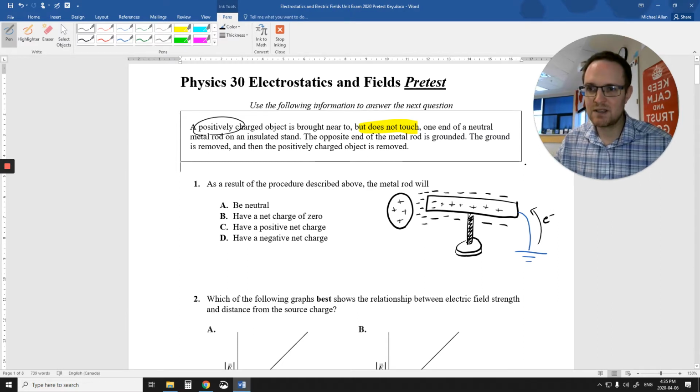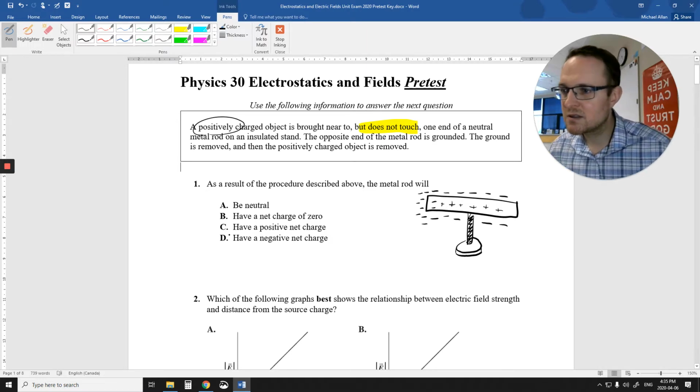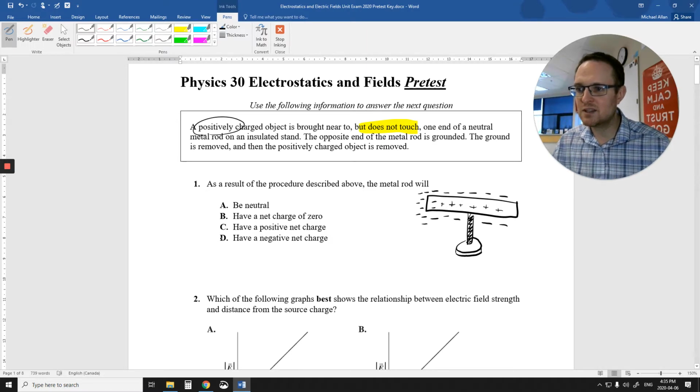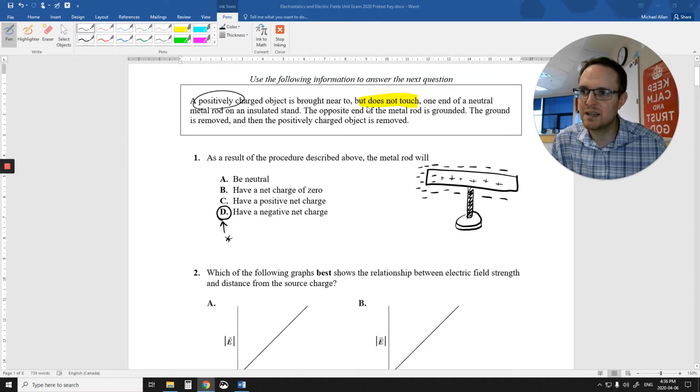And then what's going to happen is I'm going to disconnect the ground. I'm going to follow the rules. The ground is removed. Then the positively charged object's removed. And you can see that now there's way more negative up here. Way more negative. So that means I'm going to have a negatively charged object overall. Okay. So we'll have a negative. That's true for most of these charging by inductions. If you charge by induction, it's always going to be the opposite charge.